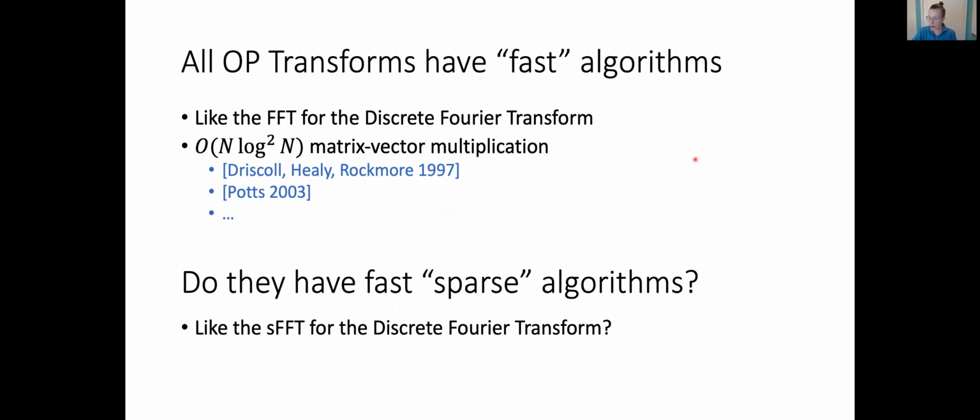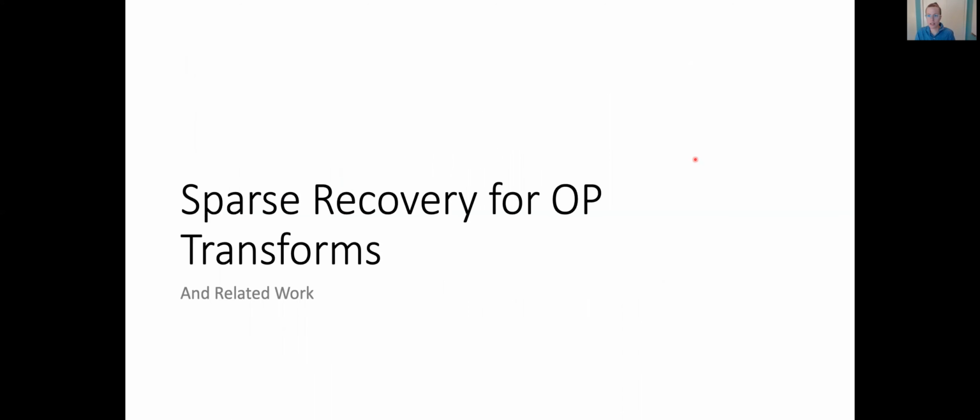Cool. So that's going to lead us to the next section of the talk about sparse recovery for OP transforms. What is the problem and what's known?